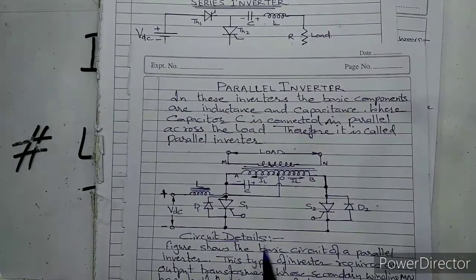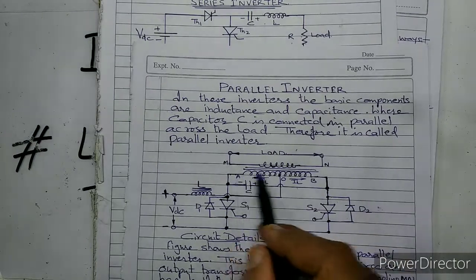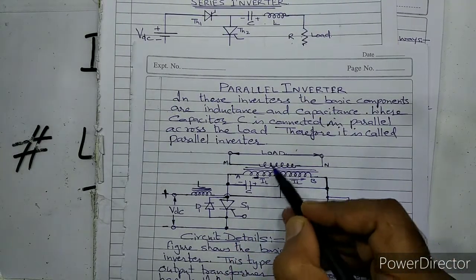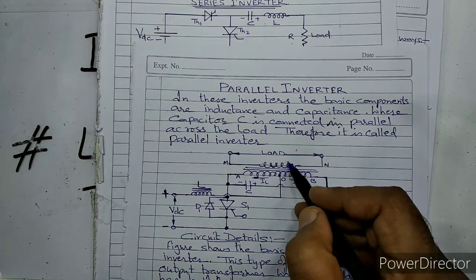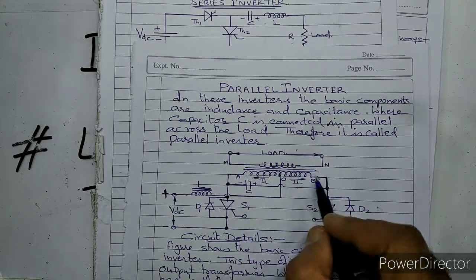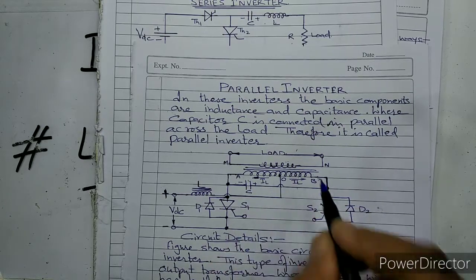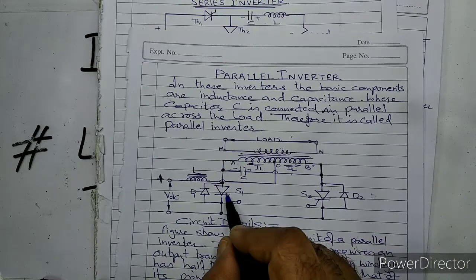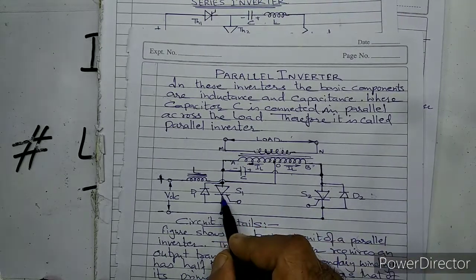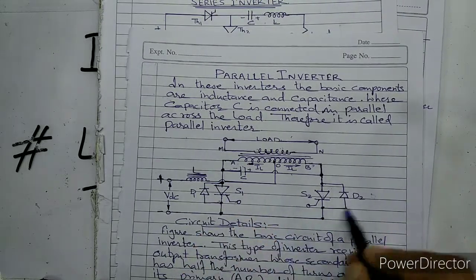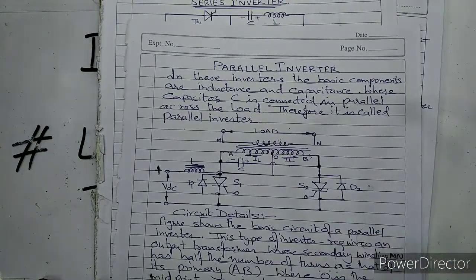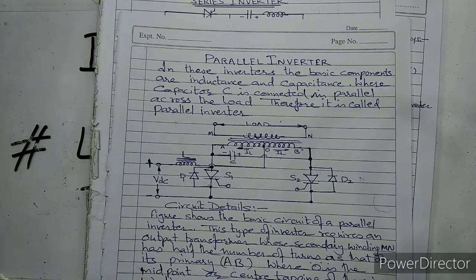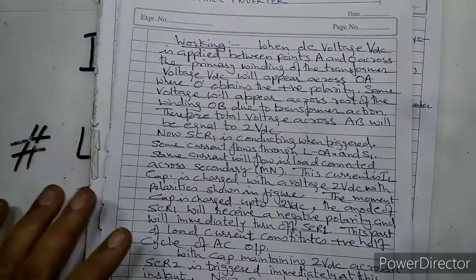We can see here that this is the primary winding which is twice that of the secondary winding MN, which is just half of AB, and O is the midpoint of AB. Now here two thyristors or SCRs S1, S2 are used, where D1 and D2 provide the feedback path for the thyristors. Let us see the working of this circuit.